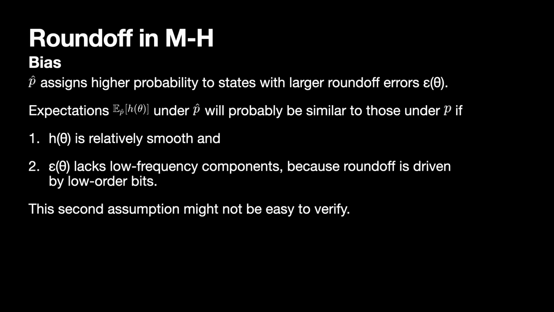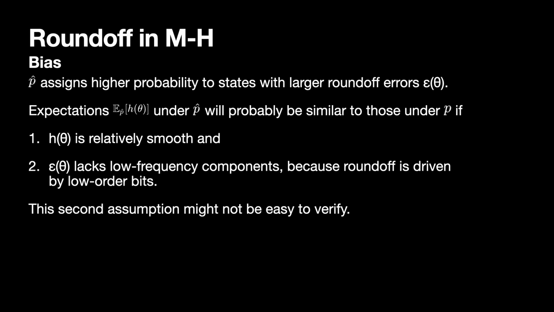Well, the first thing we might worry about is bias, right? So p hat, the way in which it's different, is it assigns higher probability to states with larger round-off errors, epsilon. Now, we might worry that expectations under p hat might be different from expectations under p, but they'll probably be pretty similar, and this is a pretty hand-wavy statement, but they'll probably be pretty similar to the expectations under p if, first, h, the function whose expectation we're interested in, is relatively smooth, and second, this round-off error function, epsilon of theta, doesn't have a lot of low-frequency components, right?